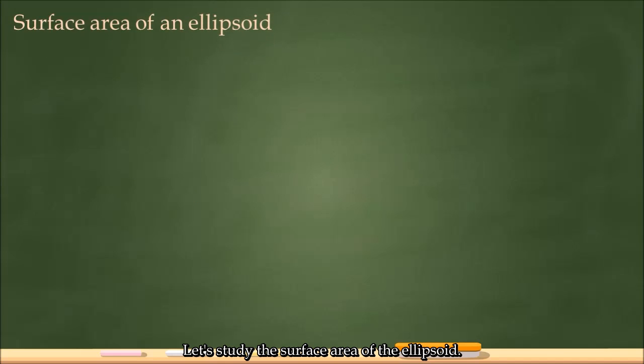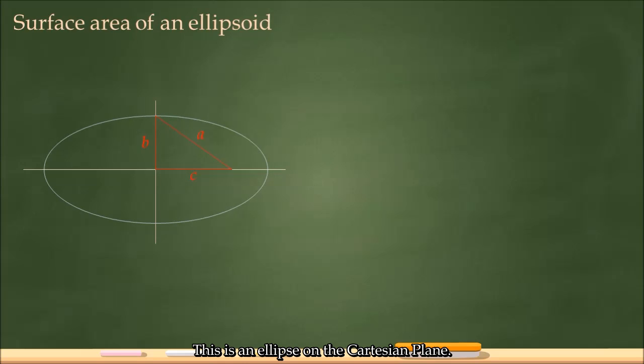Let's study the surface area of the ellipsoid. This is an ellipse on the Cartesian plane. The side B is, in this case, the minor semi-axis. C is the focal semidistance. Pythagoras' theorem would apply this way.